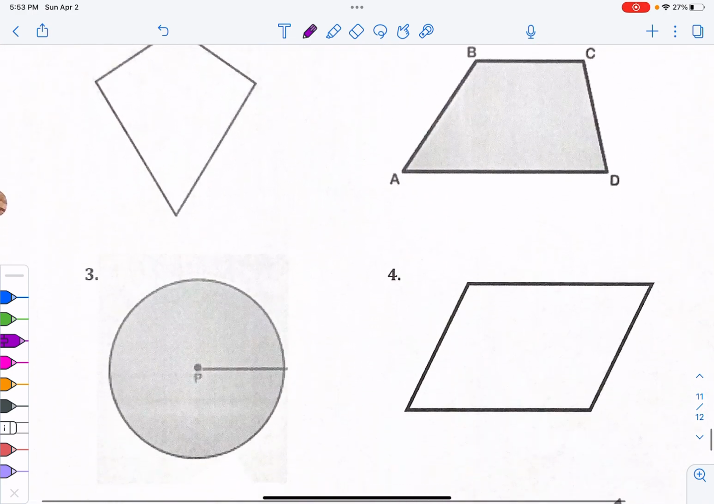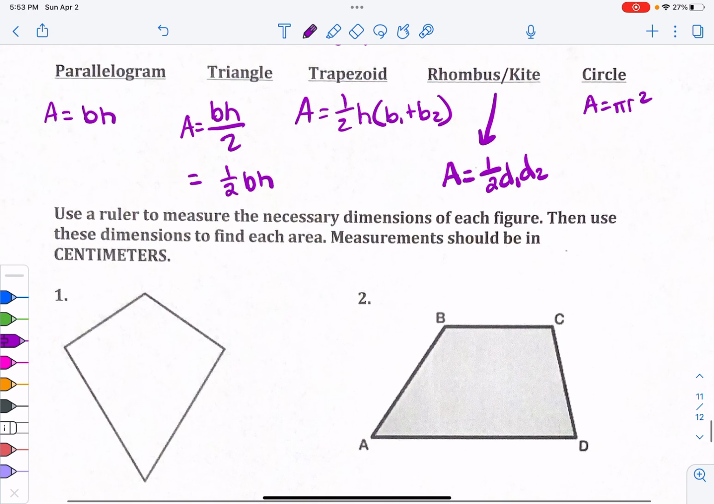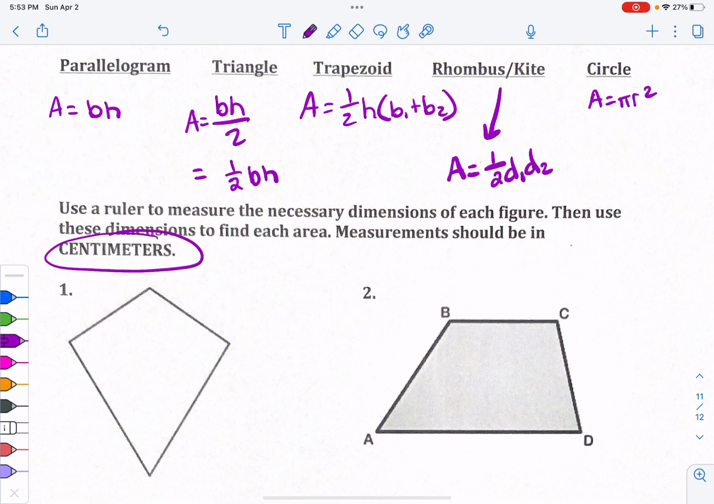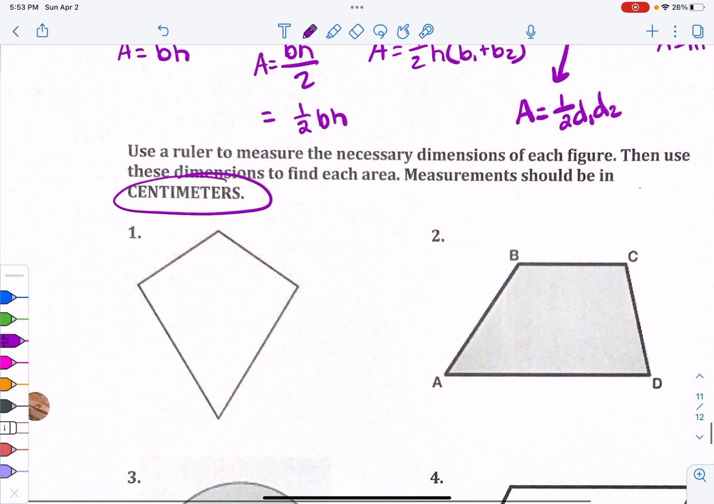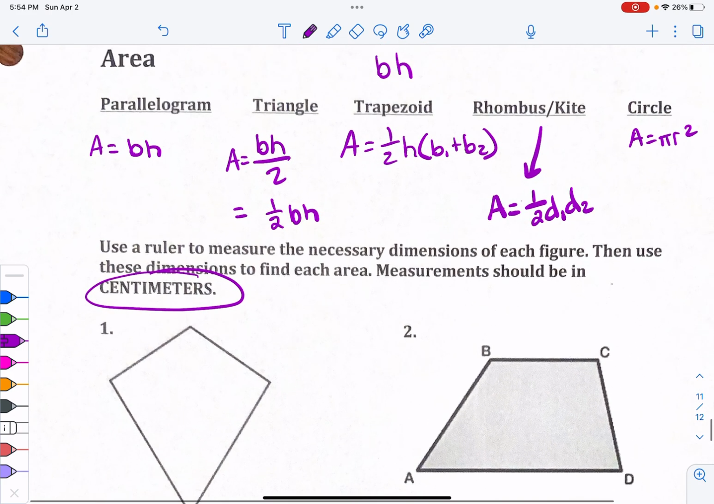What I want you to do on 1 through 6 is to make the necessary measurements that you need in order to find the area, and then go ahead and do the area. Make sure that you are measuring in centimeters, because with inches, you won't get quite down to the precise measurements. So like number one is a kite. So we're going to use 1/2 d1 d2. And I'm not going to do the calculation for you.